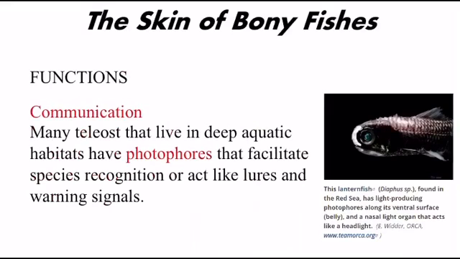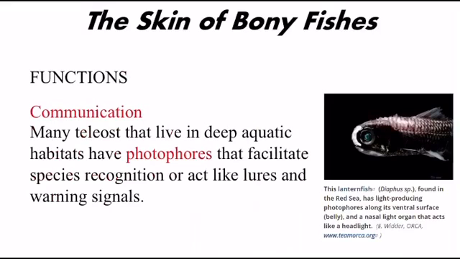Communication. The fish integument also has a role in communication. Many teleosts that live in deep aquatic habitats have photophores that facilitate species recognition or act like lures and warning signals. As you know, in deep aquatic habitat, enough light is not present, so these fishes have photophores which facilitate them in species recognition.